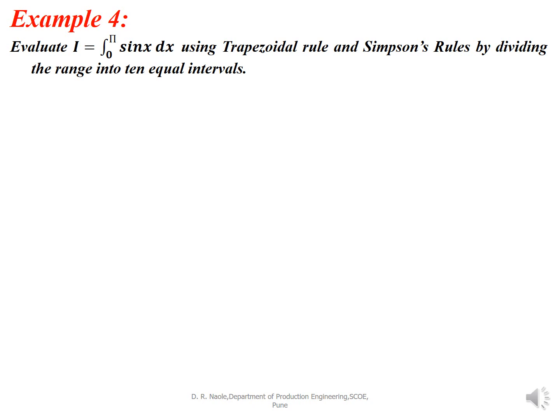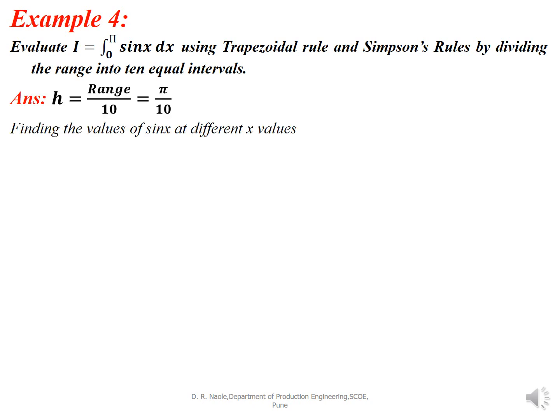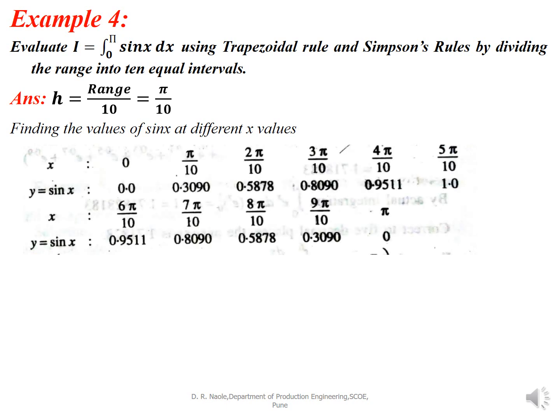So let us find the value of h here. This is range by 10, that is pi by 10. Let us evaluate the values of sin x at the various interval points. When we do that, we get these values. The first value of x is 0, at which y is 0. Then next is pi by 10, at which y is 0.3090. Please remember to keep your calculator on radian mode while evaluating these values. Next, the third value is 2 pi by 10. Likewise, we go till pi.